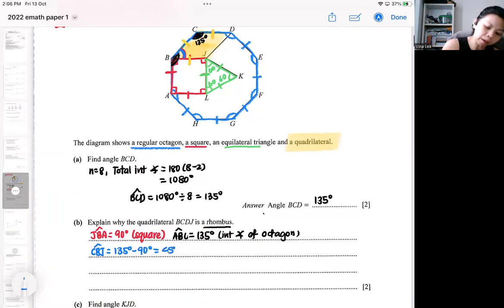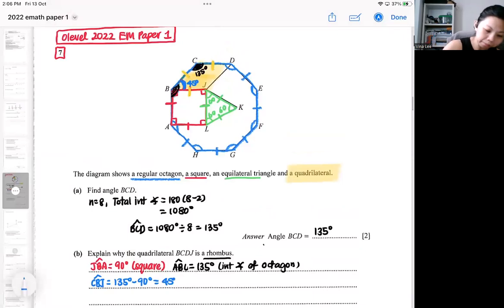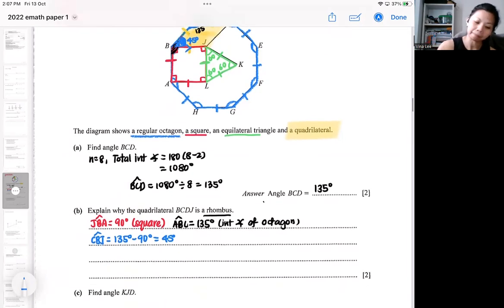So what is the thing that I'm trying to drive at? So these two angles, can you see that this 135 and this 45 actually add up to 180? And because they add up to 180, it is like the interior angle. So I can use the converse of the interior angle to prove that CD is parallel to BJ.